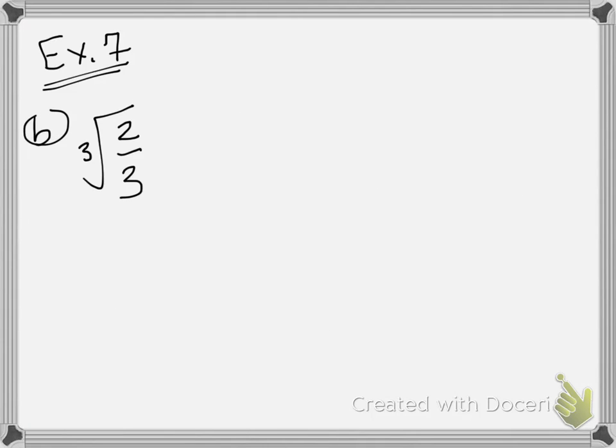Alright, example 7. This is another rationalizing the denominator, but now we're dealing with cube root. So let's rewrite this as the cube root of 2 over cube root of 3.